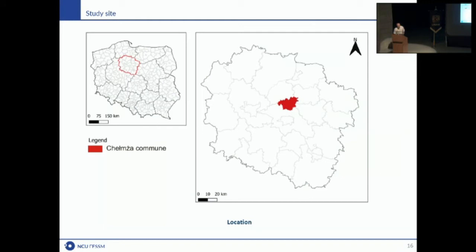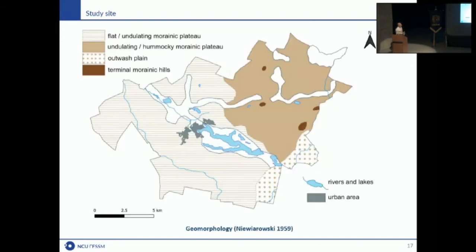Okay, today I will show you only the soils which were located in the Chełmża commune, a small administrative unit. It has 180 square kilometers. Mostly, it's covered by glacial morainic plateaus. Some of them are more, let's say, flat. Some, like this light brown, are more undulating or even a hilly morainic plateau.